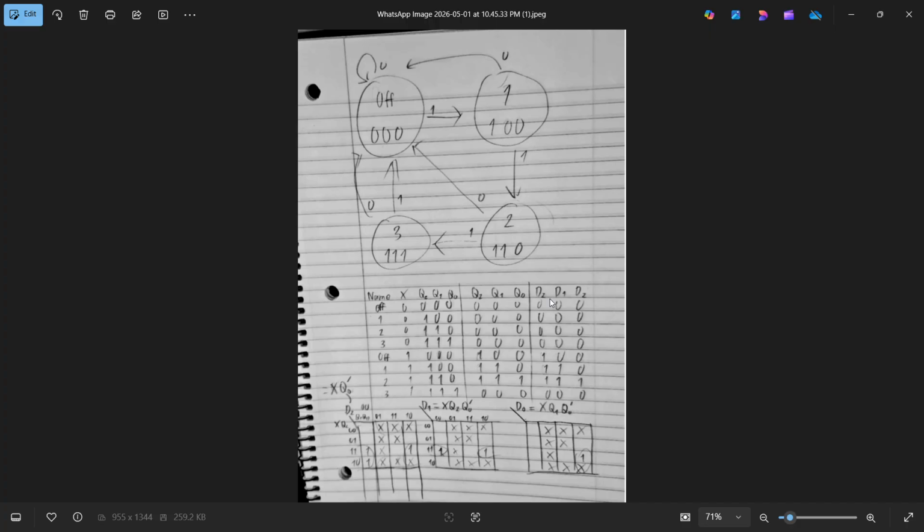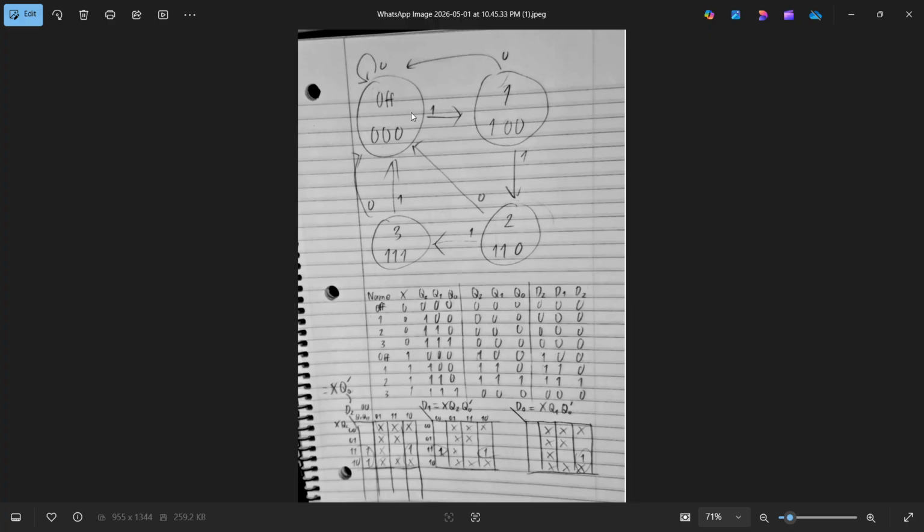We have used S0, S1, S2 and S3. So first, there will be 3 digits everywhere: 000, 100, 110, 111. That's the state diagram. Then we figured out that I used a Moore machine with 4 states. These lights represent the lighting pattern of the tail light.